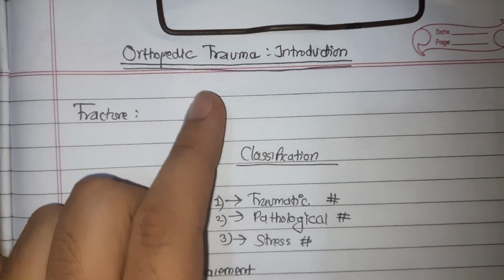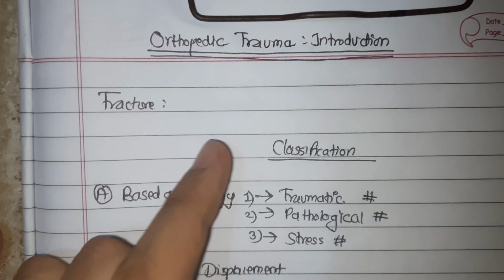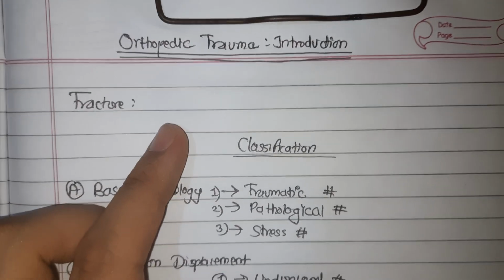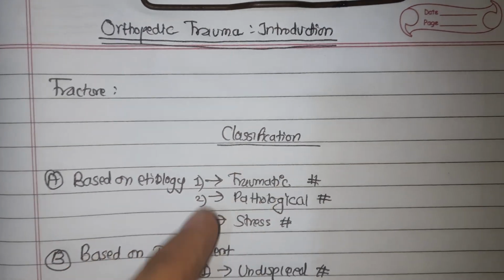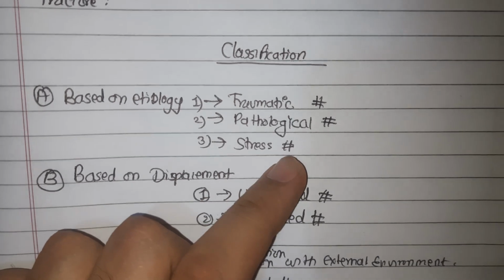So let's move on to the first video on orthopedics. Talking about the basics of fracture. What is a fracture? A fracture is a break in the continuity of a bone, and it can be classified according to various types. Based on the etiology, it can be traumatic, pathological, and stress fracture.